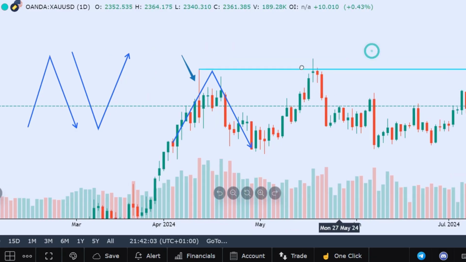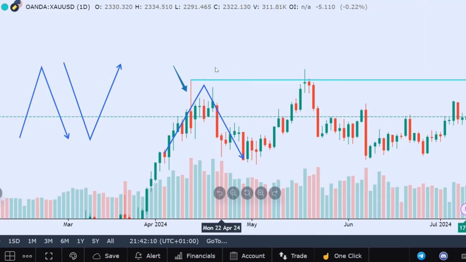Now, carefully, this is what you want to see. You want to make sure that after picking out the top of the wick, you see the market come down to that level, just like this right here. You can see how the market came all the way down, then returned back to that level.